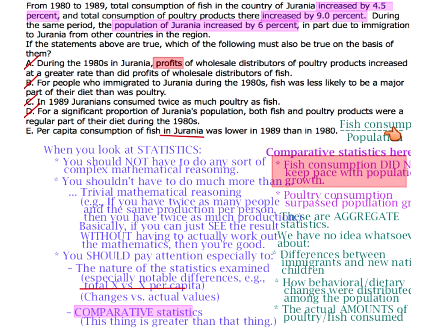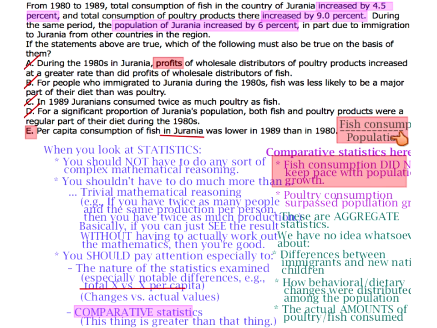For this fraction to remain the same, you would have to have equal percent changes. If fish consumption went up 6% and population went up 6%, then this would remain exactly the same. If it's not clear, just think about an actual population increase of 6% and think about those people eating the same amount of fish. Then the fish consumption will go up also 6%. But this grew at a slower rate than this did, which means that this fraction went down. So E is definitely a thing.